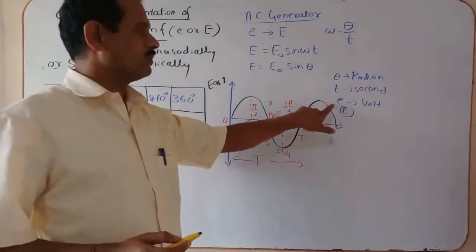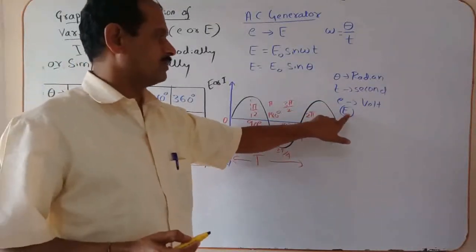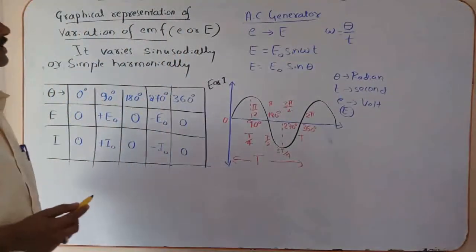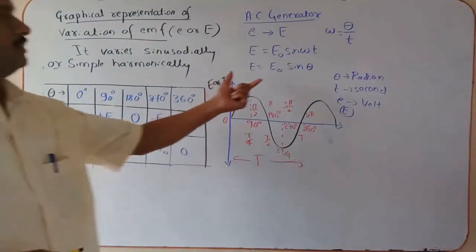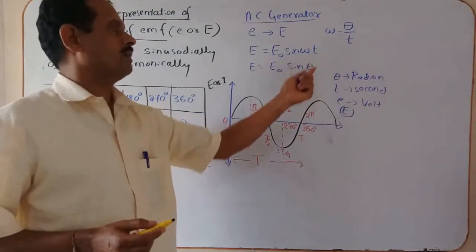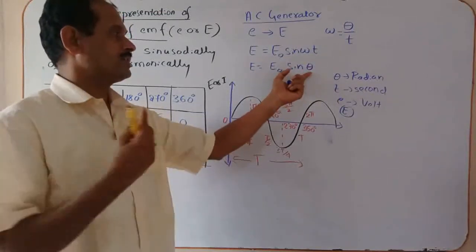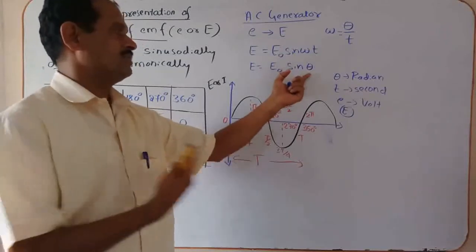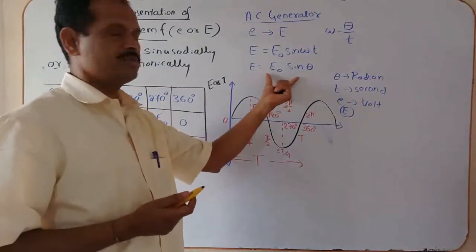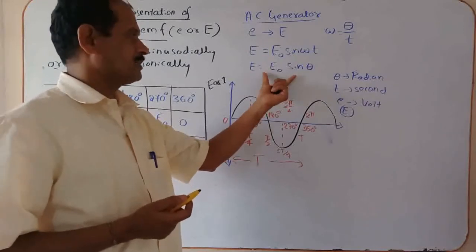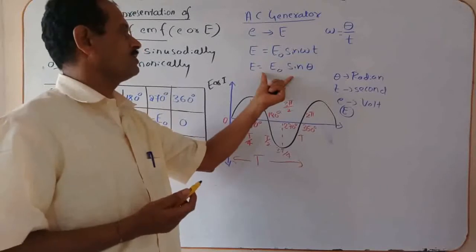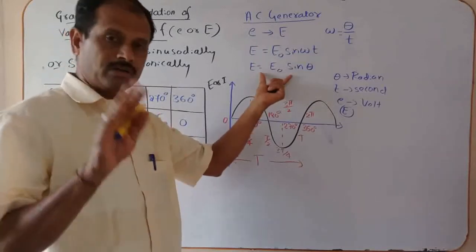Whether small letter e or capital letter E, it is measured in volt. Now see here how the EMF varies with time, or the angle of rotation of the coil in the AC generator. You derive this expression from the AC generator. It is a very important expression from the examination point of view, because it is asked in the examination for 5 marks.